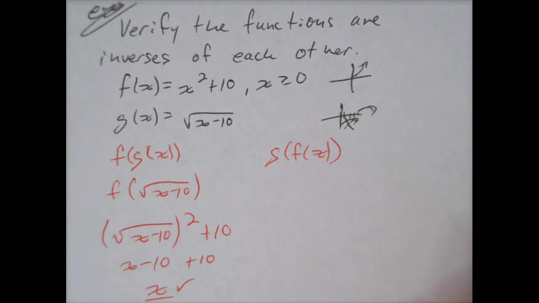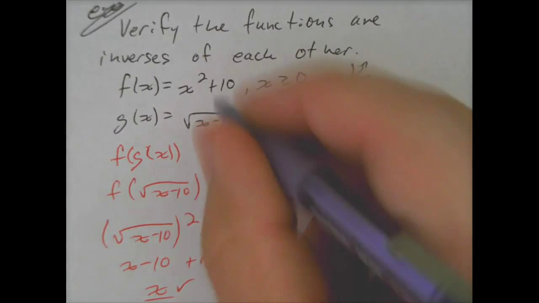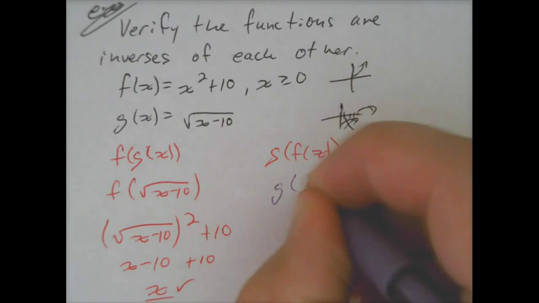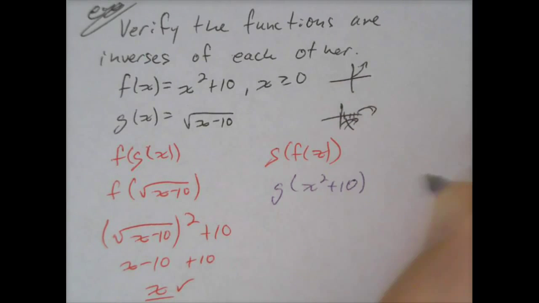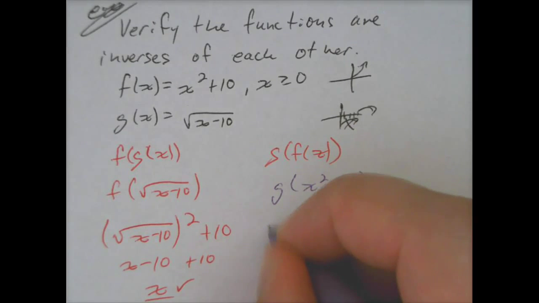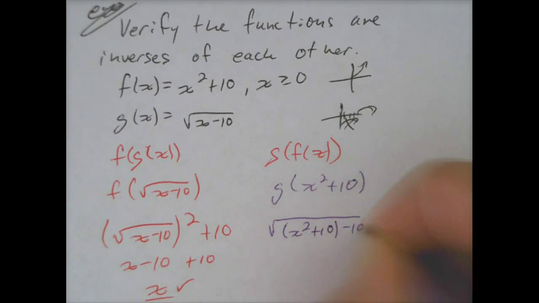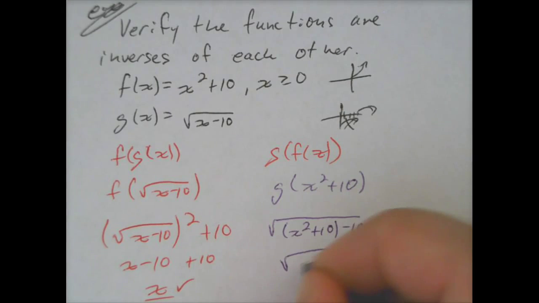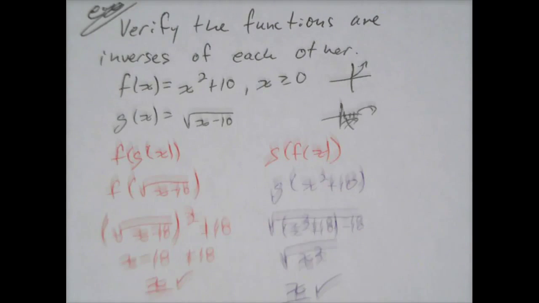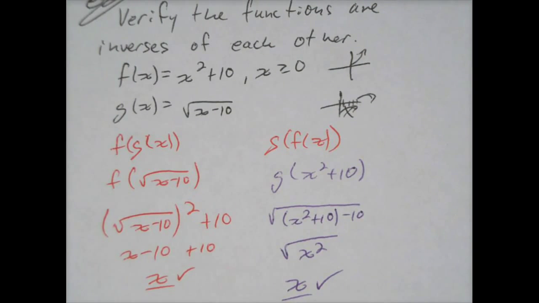On the right-hand side, g of f of x. Well, f of x is x squared plus 10, so g of x squared plus 10. Substitute this into the g equation, so I have the square root of x squared plus 10 minus 10. Well, nothing to distribute there, so 10 minus 10 is 0, and then I have the square root of x squared, which again is just x. So it simplifies to x in both directions, and there we are.